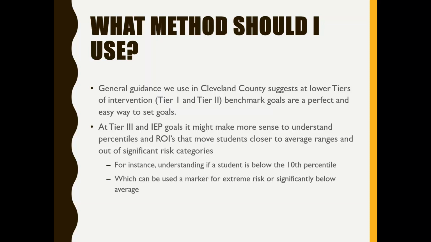So again, I already talked about this a little bit, but for instance, understanding that if a student is below the 10th percentile, that's a marker for pretty much an extreme risk, and not only being significantly below average, but being significantly different from a group of students, or at least the students who are performing within the average range.